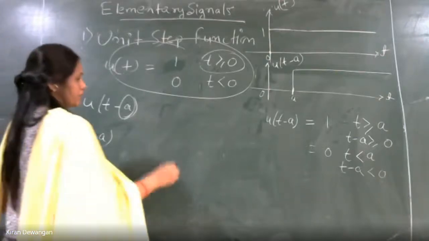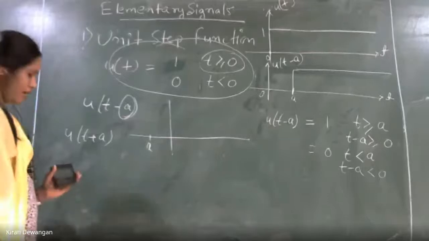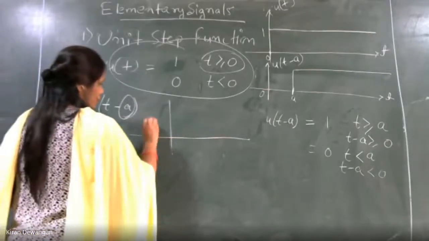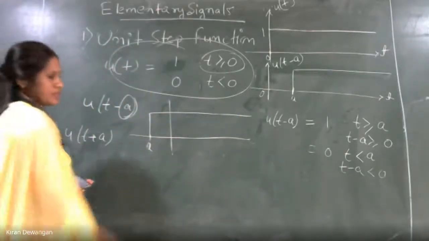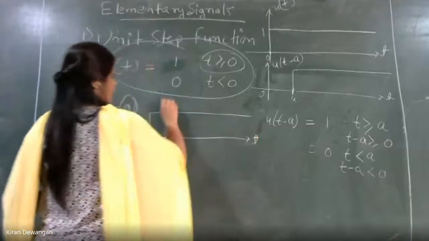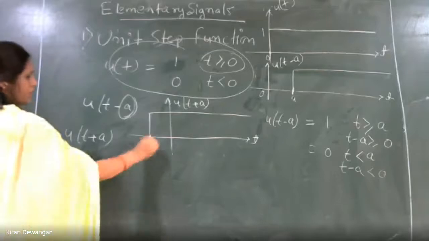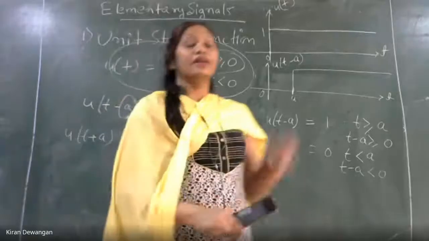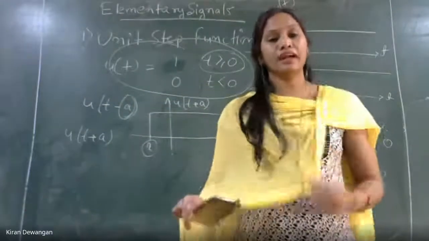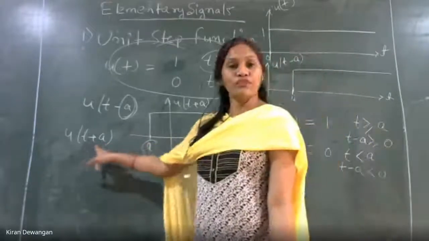Yes, anyone? The plot would be: a is somewhere here, and the plot would be starting from here and going in the positive t direction. This is our t, and this is u of t plus a. Now in this one, a is a negative value. Now when we apply a as a negative value, it becomes u of t plus a.